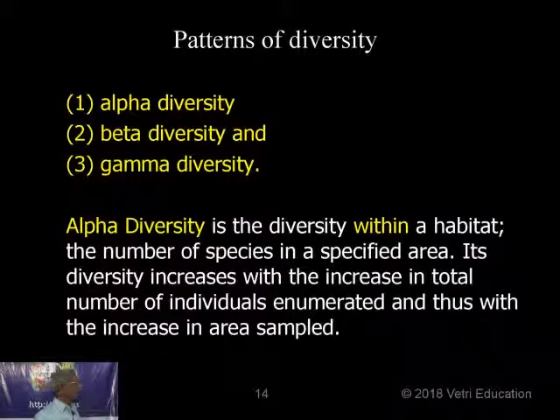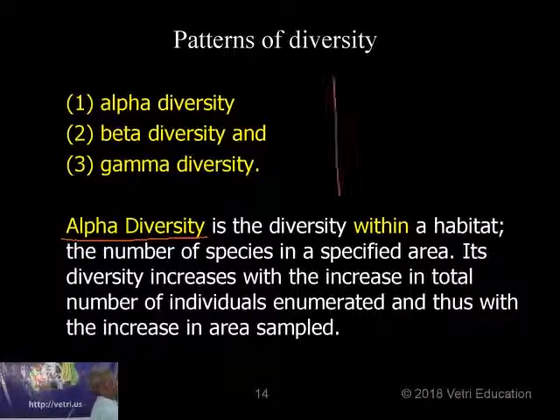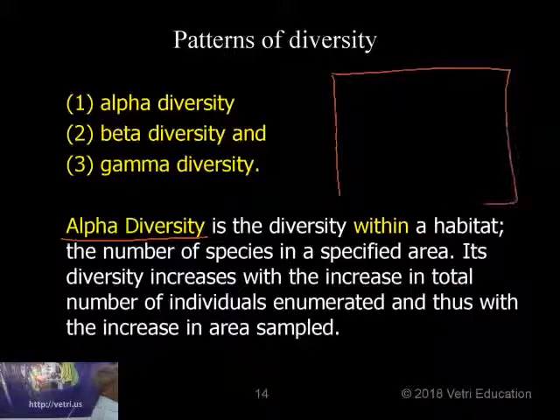Importance of diversity is divided into alpha diversity, beta diversity, and gamma diversity. What is alpha diversity? Alpha diversity is the diversity within a habitat. So you have got a habitat, and alpha diversity is the diversity within the habitat.